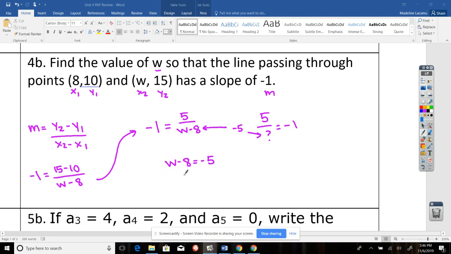So we have w minus 8 equals -5. Then we can just solve this for w. So plus 8 on both sides. So I get w equals 3.